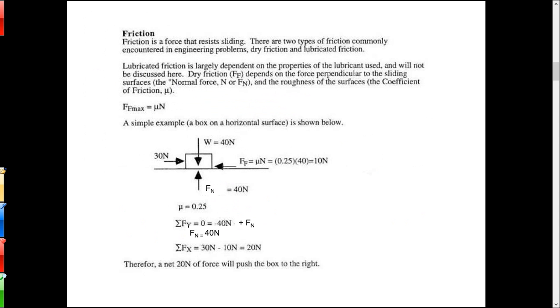Now, before we get into this too much, let's look at friction. Friction is a force that resists sliding. There are two types of friction, actually. Dry friction, which is probably the one you've dealt with if you've taken physics, and lubricated friction, which mechanical engineers get into a bit. We're just going to look at dry friction. Lubricated friction depends mostly on the oils that you use. Dry friction depends on the force perpendicular to the sliding surface. It's called the normal force, N or Fn. It also depends on the roughness of the surfaces, which is described by the coefficient of friction, mu. So the maximum force of friction is mu times Fn. That's as high as friction can go.